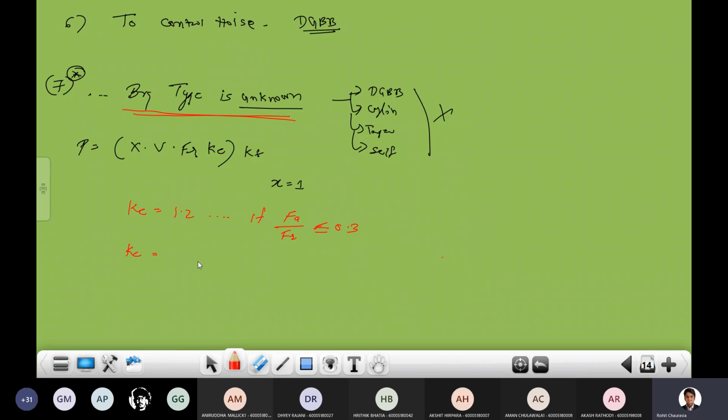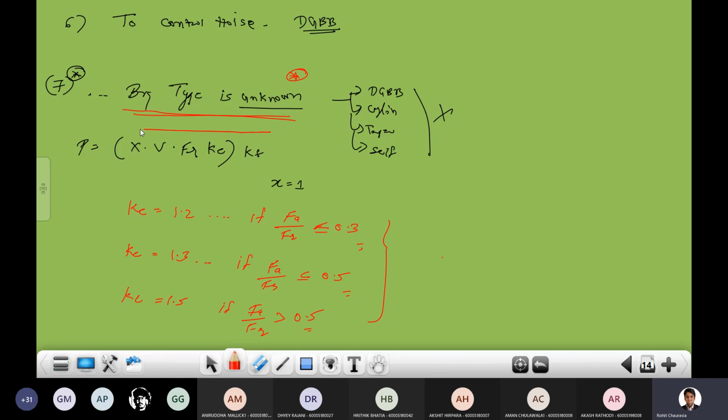Just please write down these equations. These equations are available in Bhandari only. This is not available in the PSG. So you must know these values to get the idea when we don't know the type of the bearing. So 1.5 if Fa upon Fr is greater than 0.5. So these three values you must know. This formula is applicable only when the type of bearing is unknown. Okay.